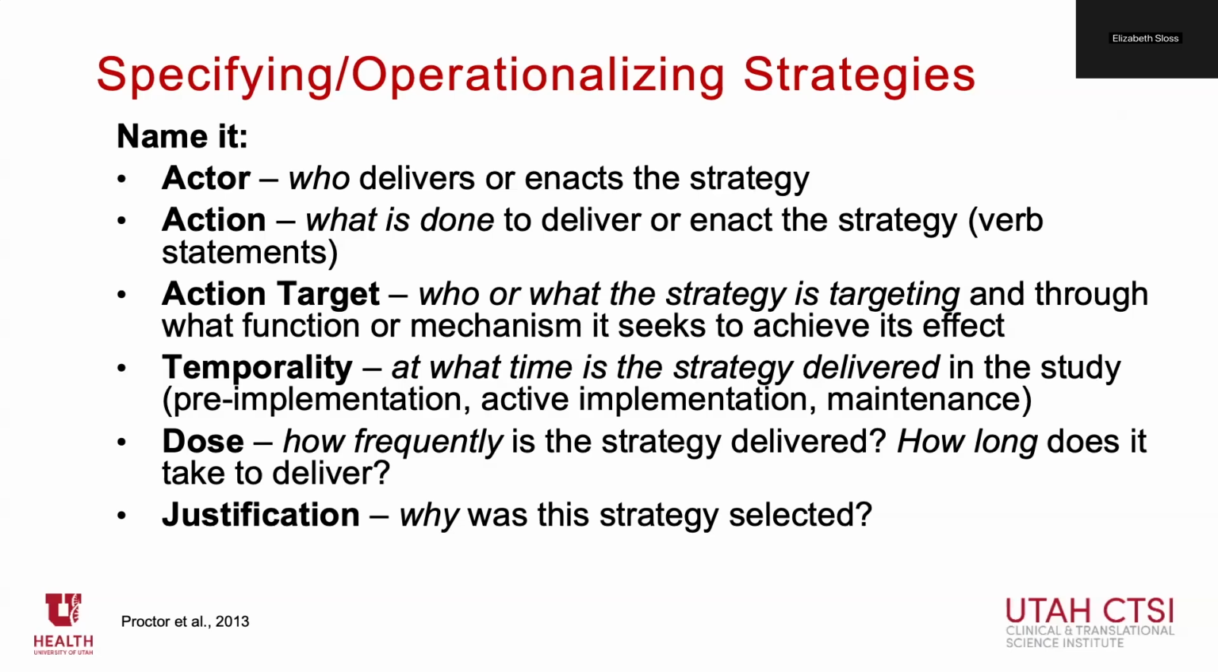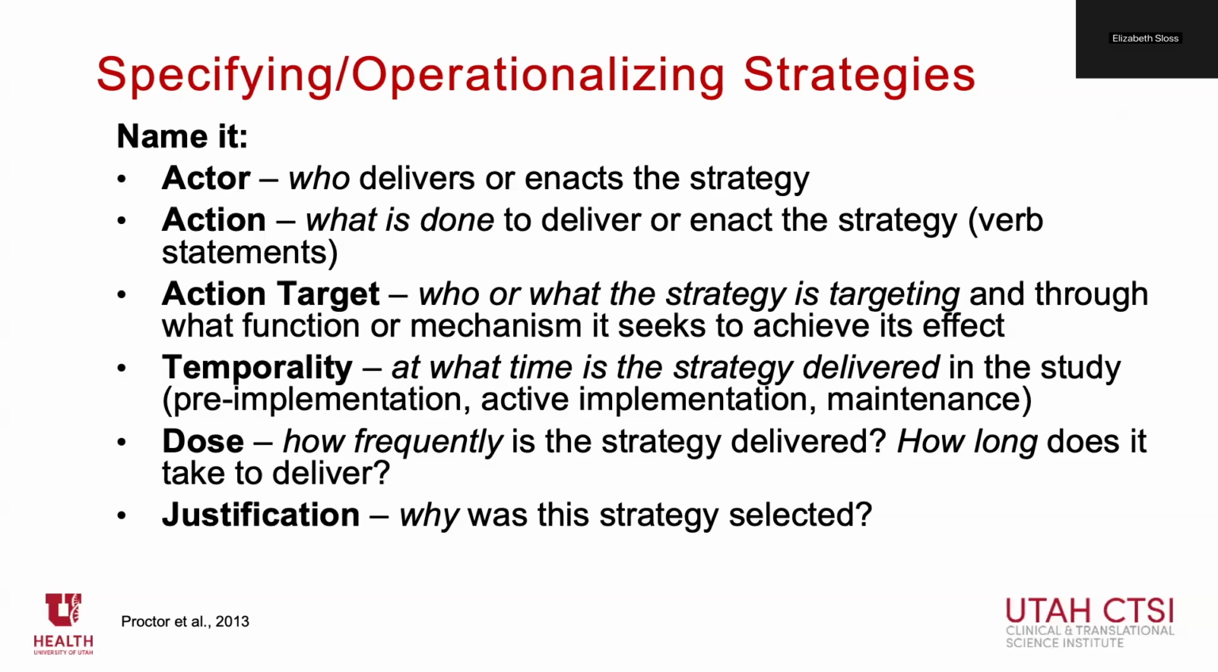So the first thing you need to do, if you're trying to figure out what implementation strategy you're using, or you've selected one, now what? It's really good to give it a name. But then you need to identify the actor, who delivers or enacts the strategy. The action is the verb statements of what is actually done to deliver or enact the strategy. The action target is your audience, who you are delivering it to, or it might be delivered onto a system. Maybe it's a workflow integration, so you would be targeting the inner setting or a process within it to make it more efficient.